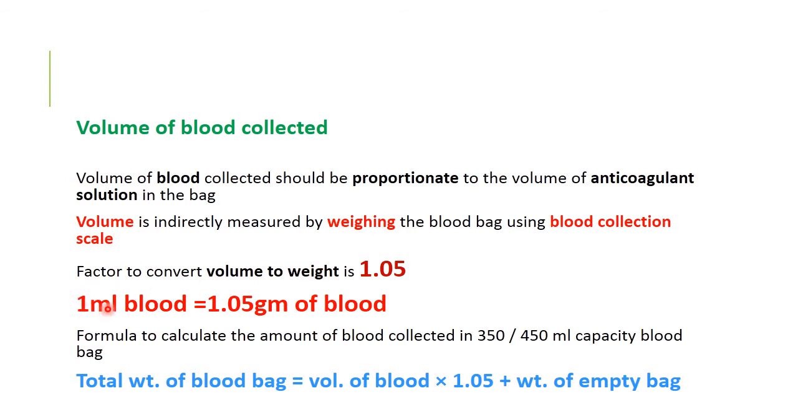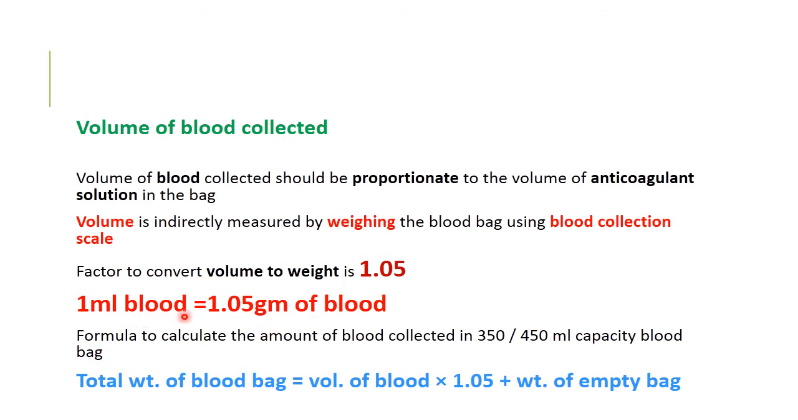This particular factor helps in conversion of volume of blood to weight of blood. It is given as 1 ml of blood is equal to 1.05 gram of blood. Very important, you have to keep in mind that 1 ml of blood is always equal to 1.05 gram of blood. It is not equal to 1 gram itself. So if you draw 300 ml of blood, it is not equal to 300 grams, instead it will be more than 300 grams of blood.